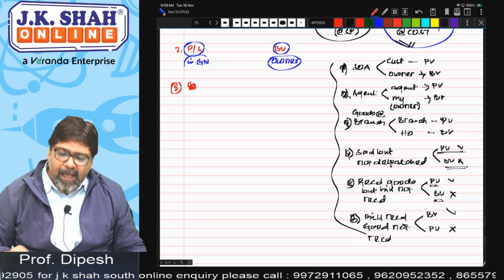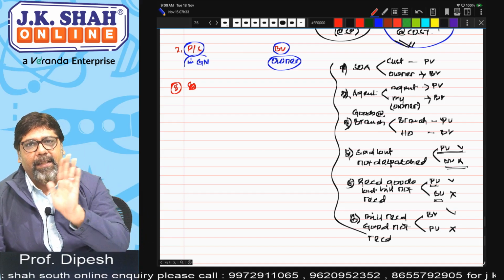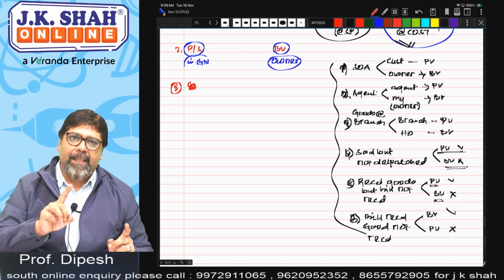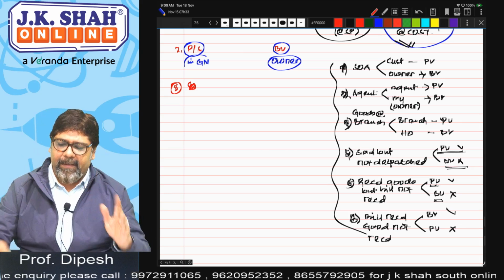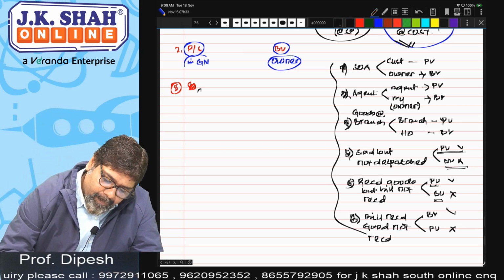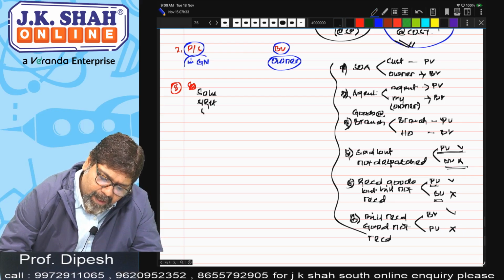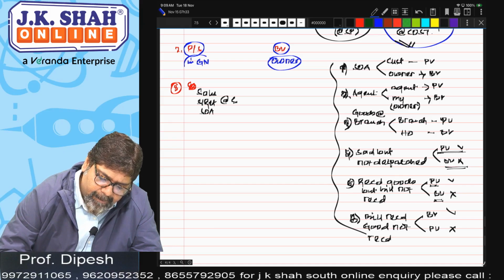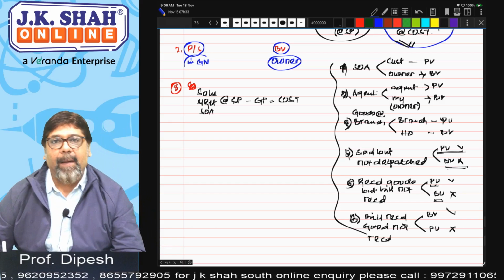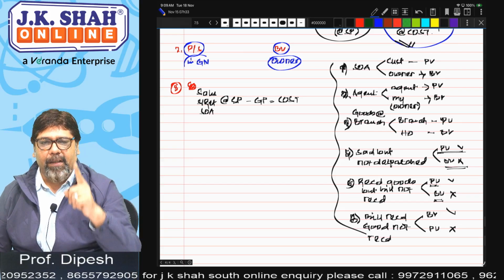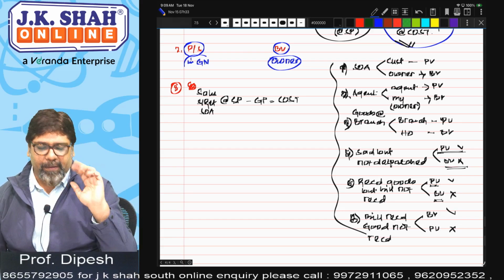Now my question is, if any transaction is at selling price, we have to convert it into cost. How do we convert into cost? Selling price minus GP. Generally, sales return and sale on approval are at selling price. So from this we will minus GP, and we get this at cost. We want to find out closing stock at cost. Therefore, if any item is given at selling price, convert it into cost.